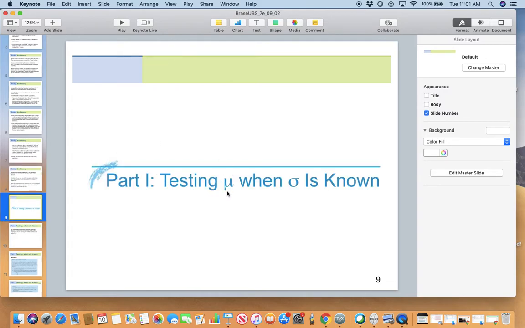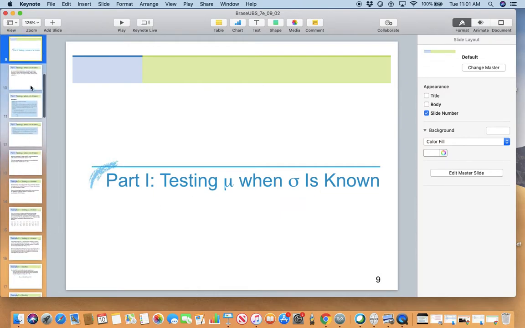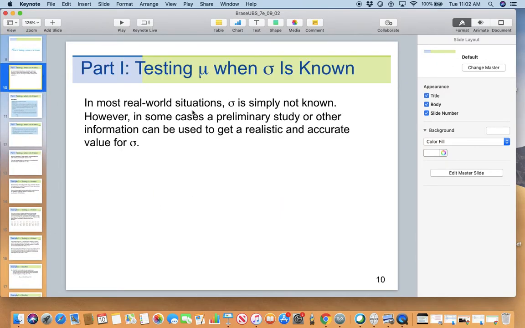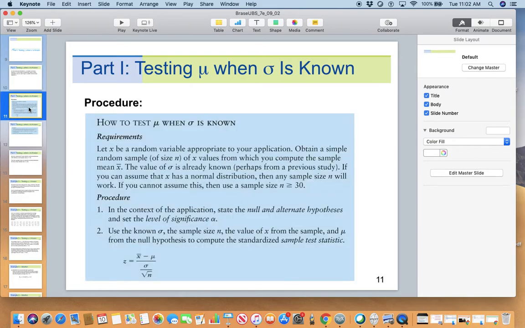Part 1. Testing mu when sigma is known. In most real world situations, sigma, that is the population standard deviation, is simply not known. However, in some cases, a preliminary study or other information can be used to get a realistic and accurate value for sigma. How to test mu when sigma is known?